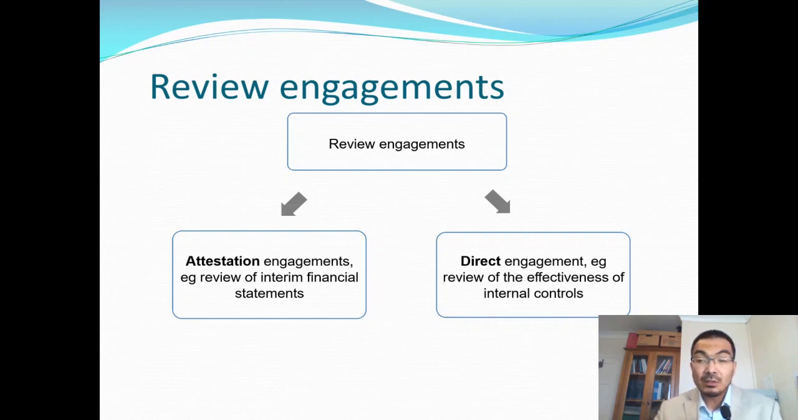As for the direct engagement, this is where the underlying subject matter is measured and evaluated by the practitioner, and the practitioner then presents a conclusion on the reported outcome in an assurance report. An example of that is when the practitioner is engaged to carry out a review of the effectiveness of the company's system of internal controls, and they then issue an assurance report explaining the outcome of their review.